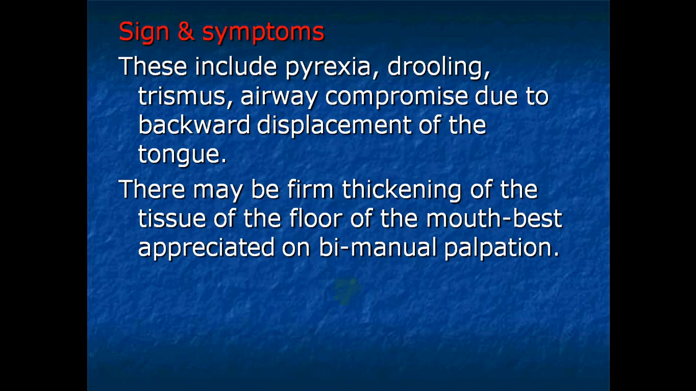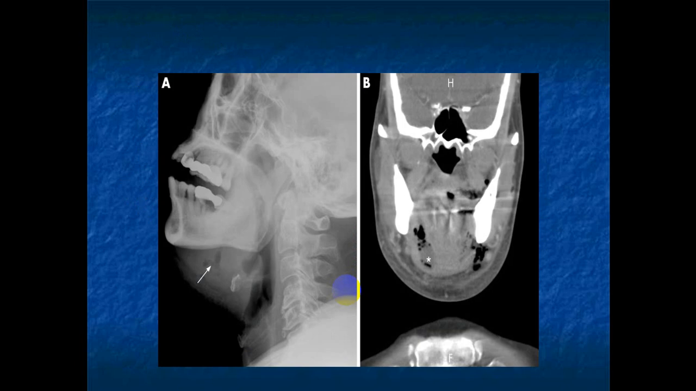Signs and symptoms include pyrexia, drooling, trismus because of the irritation of the pterygoid muscles, and airway compromise due to backward displacement of the tongue. There may be a firm thickening of the tissue of the floor of the mouth, appreciated on bimanual palpation of the floor of the mouth and the submental region. Lateral X-ray shows a gas-forming infection in the submandibular space, and this is a gas-forming infection in the floor of the mouth.